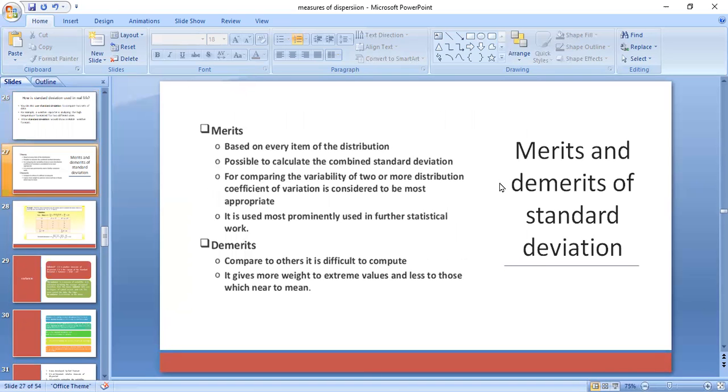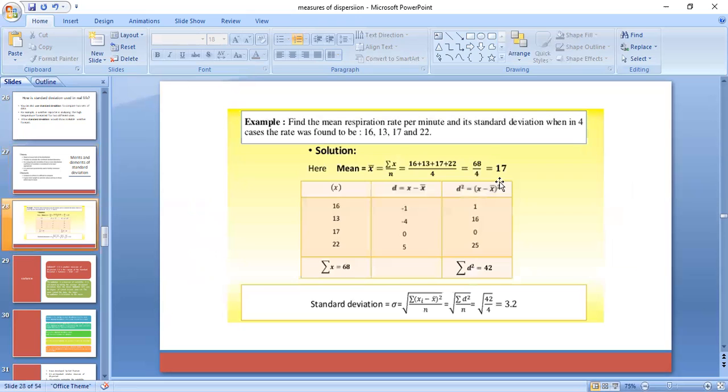Now, the merits and demerits. Standard deviation is based on every item of the distribution, and it is possible to calculate the combined standard deviation for comparing the variability of two or more distributions. Coefficient of variation is considered to be the most appropriate. It is used most prominently in further statistical work, and its demerits are, compared to others, it is difficult to compute. It gives more weight to extreme values and less to those which are near to them.